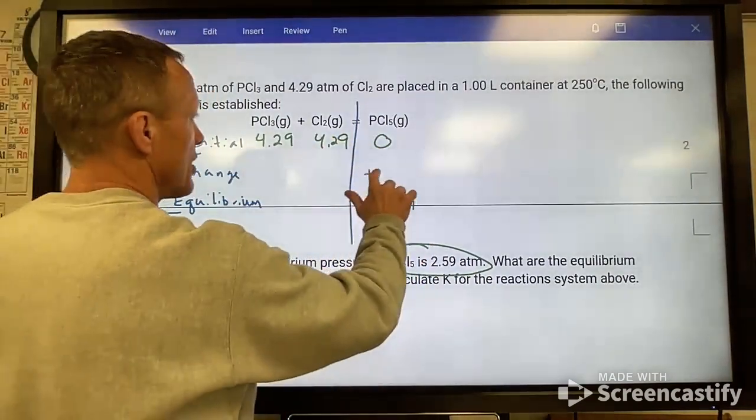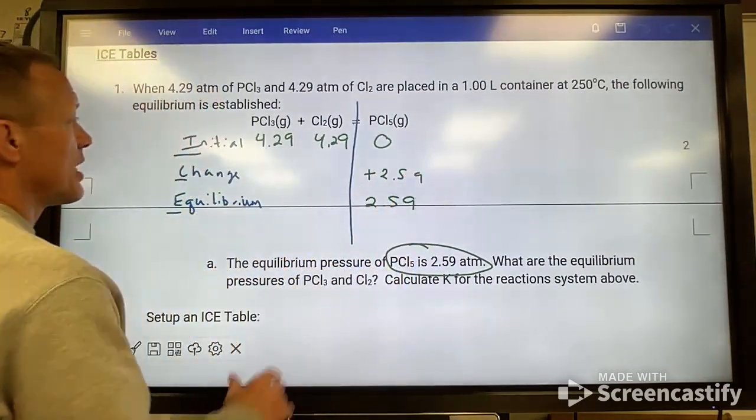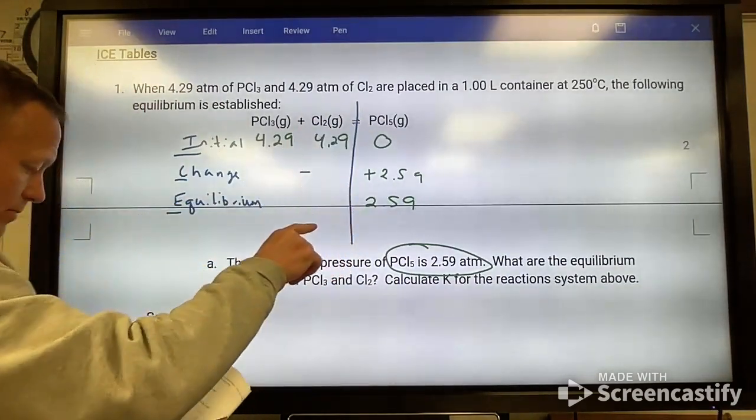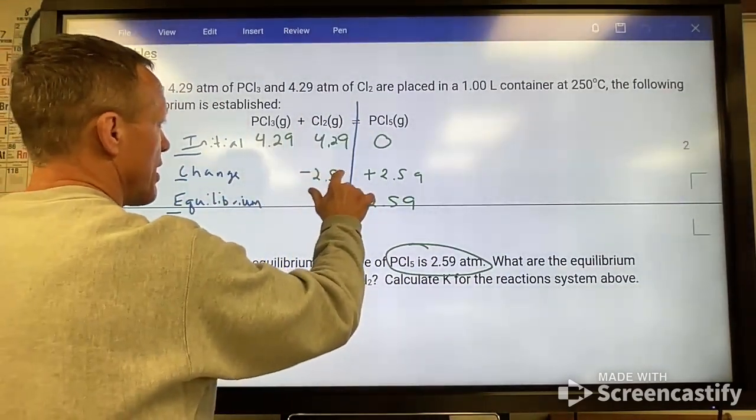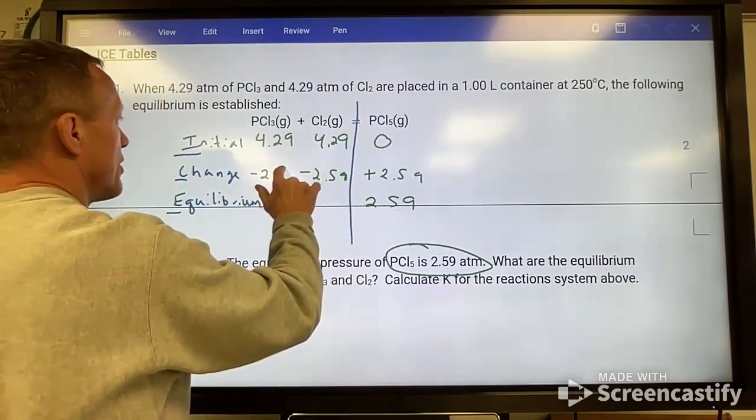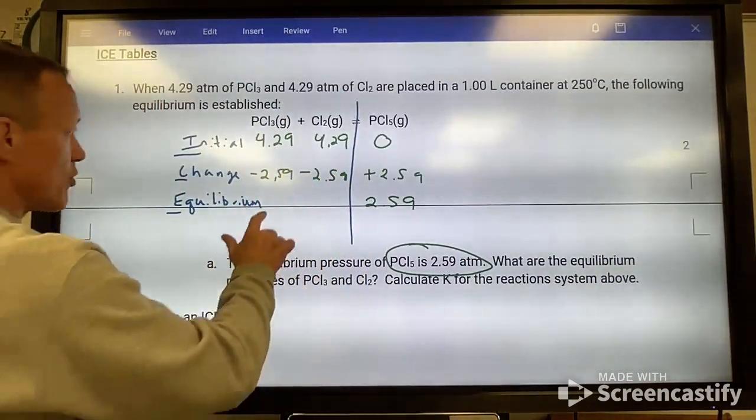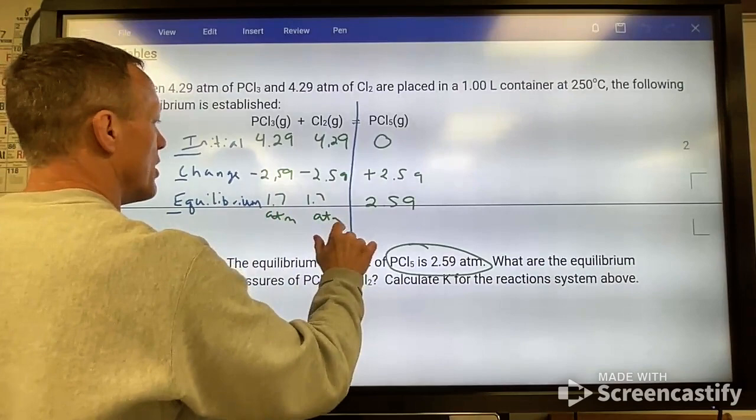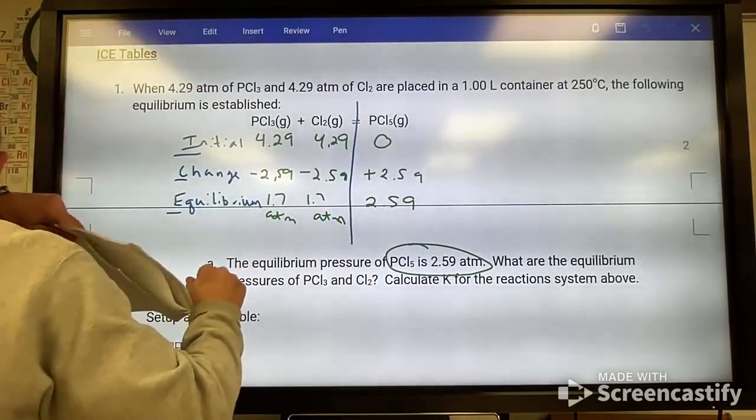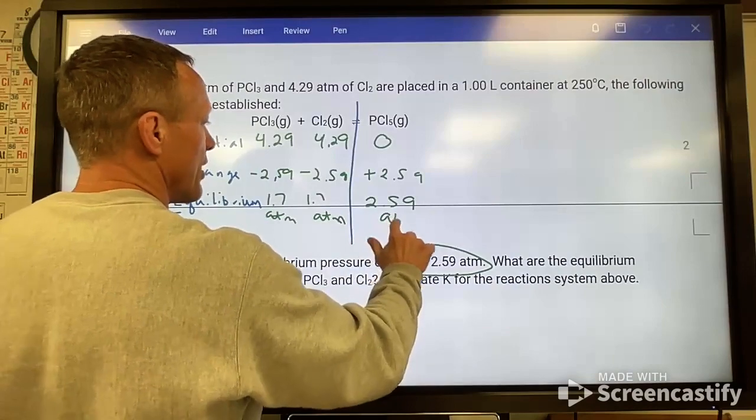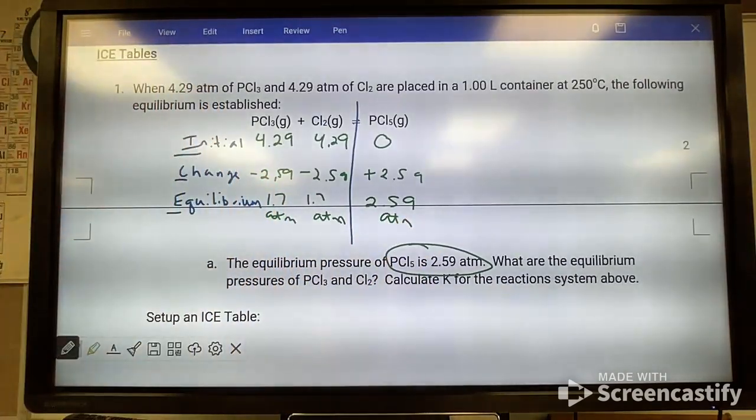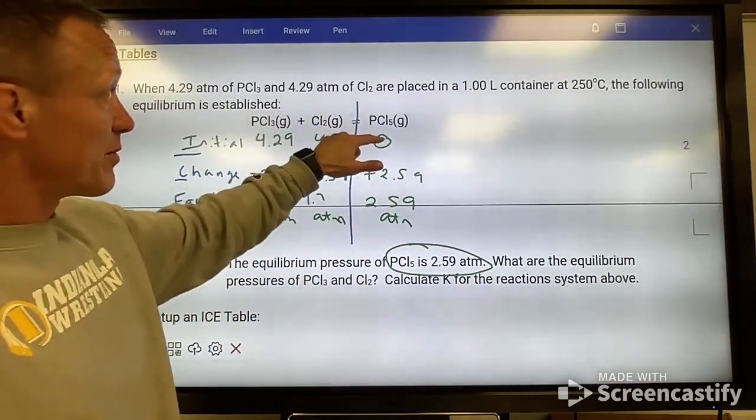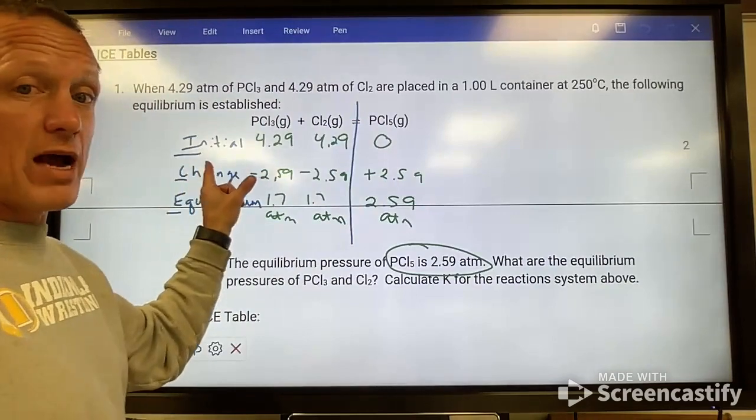So we know this went up by 2.59. That means this went down by 2.59 because it is a 1-to-1 ratio. And this went down by 2.59 atmospheres. So at equilibrium, this is 1.7 atmospheres, this is 1.7 atmospheres, and this is 2.59 atmospheres. So remember, at equilibrium, those are going to stay consistent. We're still making some of this, but at the same time that we're making some of that, we're going back and making some of that.